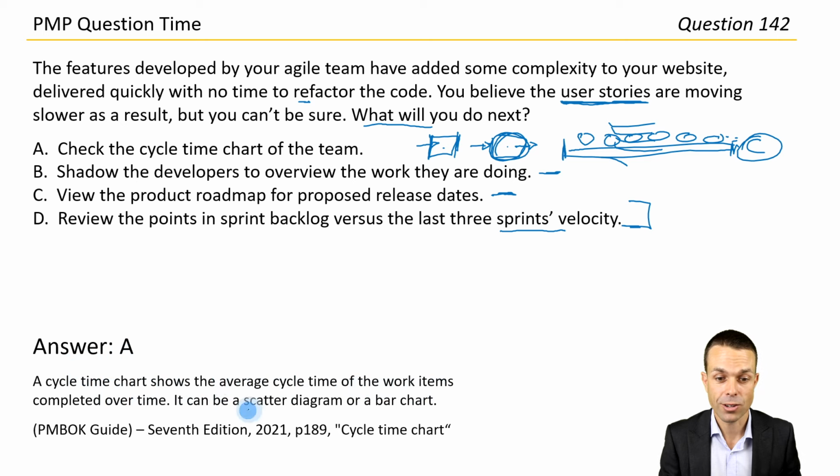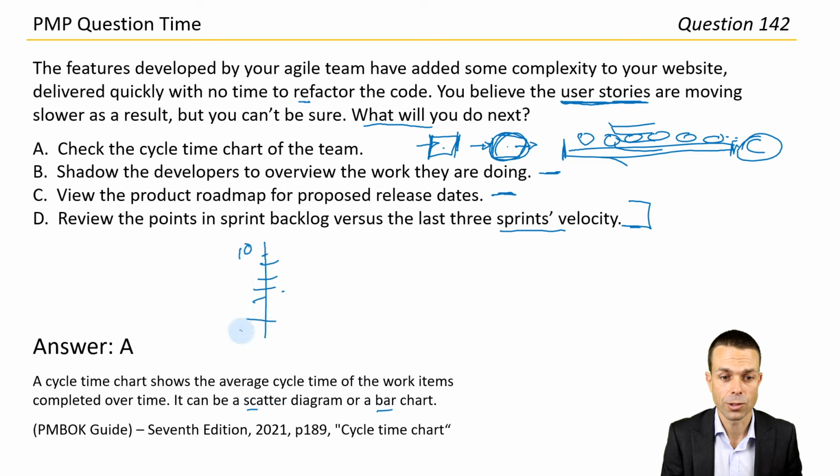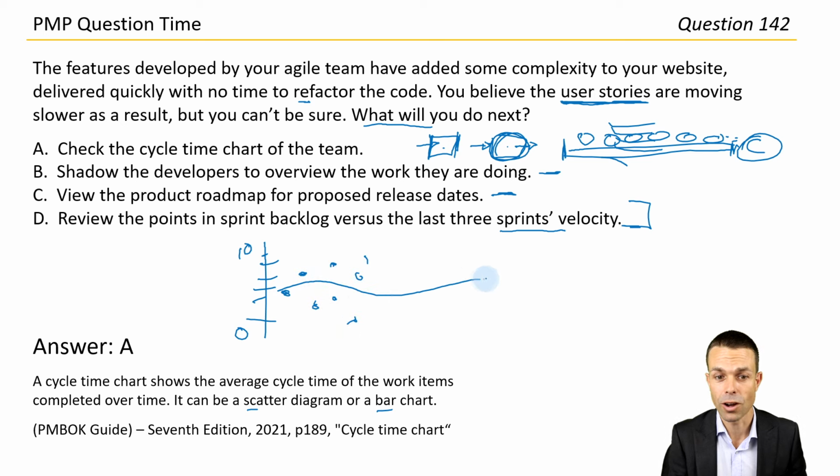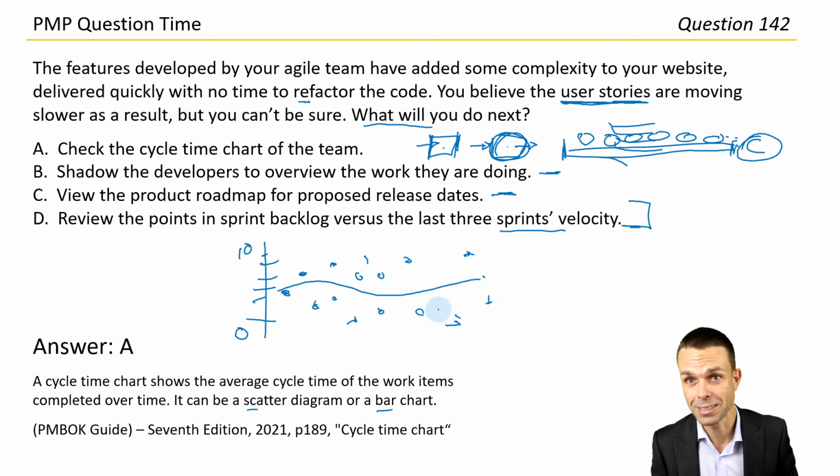It can be a scatter diagram or a bar chart. Usually, if you've got days, so 10 days, for example, 0 days here, and an item's completed here, here. It's sort of a scatter chart, and then it will usually give you a bit of an average over time. So that's your cycle time of all of those user stories. And again, many programs will have that information that you can extract a chart from pretty well.